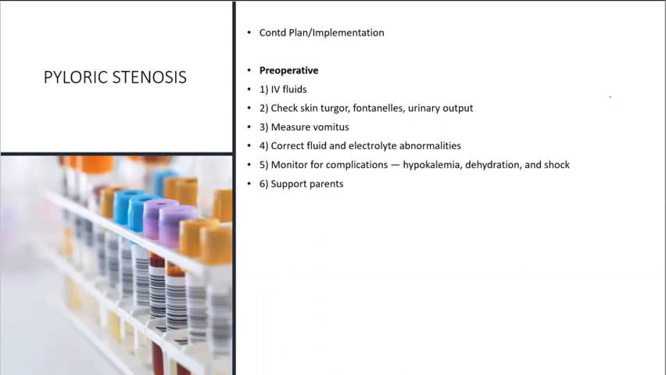We want to correct any fluid and electrolyte abnormalities. We want to monitor for complications. So again, remember we talked about how vomiting can affect the electrolyte balance. So we're looking out for hypokalemia, we're looking out for dehydration, are there signs of shock? And you also want to support the parents who have this infant that has developed this disease condition. So you want to allow for verbalization of the parents' concern, the anxieties.